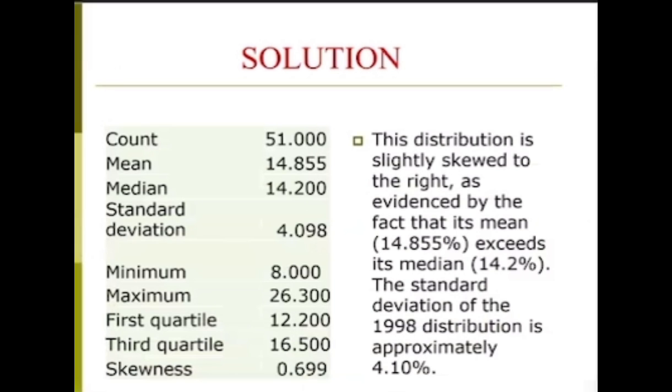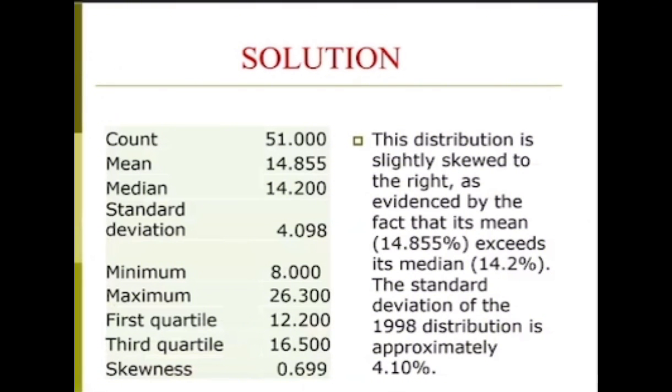How many states? 51 counts represent the number of states. We get the mean, we get the median. Can you see that? Here, the mean is greater than the median. You should be expecting a positive skewness in the data. Now, the standard deviation is that, and these are the minimum, maximum, the first quartile, the third quartile, the skewness. Don't forget, the skewness of a normal distribution should be 0, right? This is not 0.